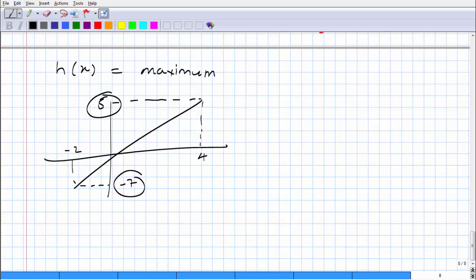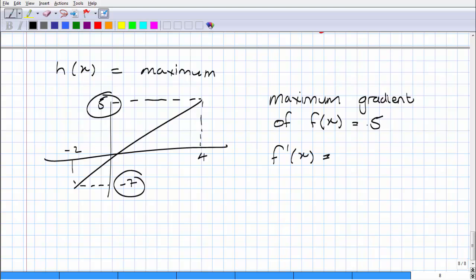So we can literally state that the maximum gradient of f of x, which is f dash of x, is equal to 5. We get that because f dash of x, which is the gradient, is equal to h of x, and h of x is a maximum on this interval at y equals 5. And that's it. That is question number 5 done, I think.